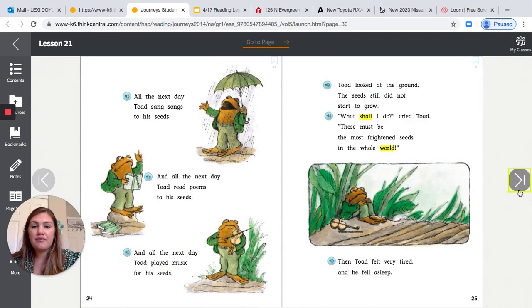All right, next page. All the next day, Toad sang songs to his seeds. And all the next day, Toad read poems to his seeds. And all the next day, Toad played music for his seeds. Toad looked at the ground. The seeds still did not start to grow. "What shall I do?" cried Toad. "These must be the most frightened seeds in the whole world." Then Toad felt very tired, and he fell asleep.